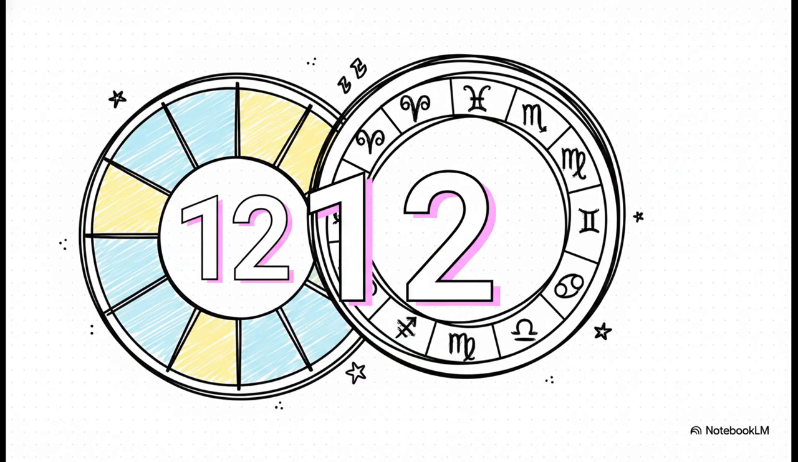And finally, the number 12. This one's pretty obvious, right? 12 months in the year, 12 signs of the zodiac. It represents the completion of a major yearly cycle, a rhythm that he was convinced echoed throughout the financial markets.